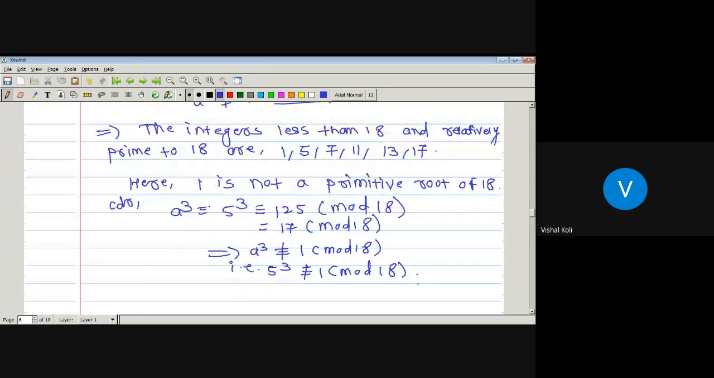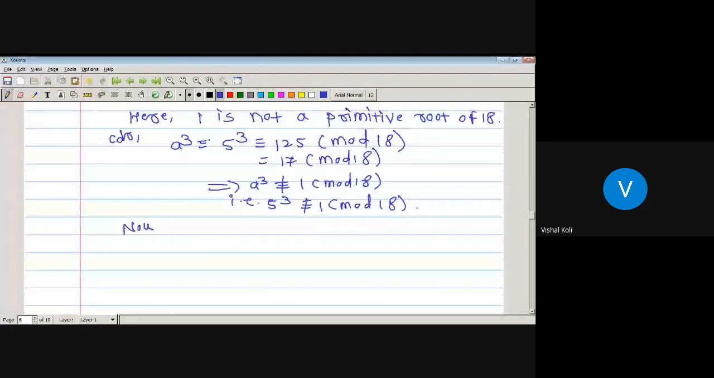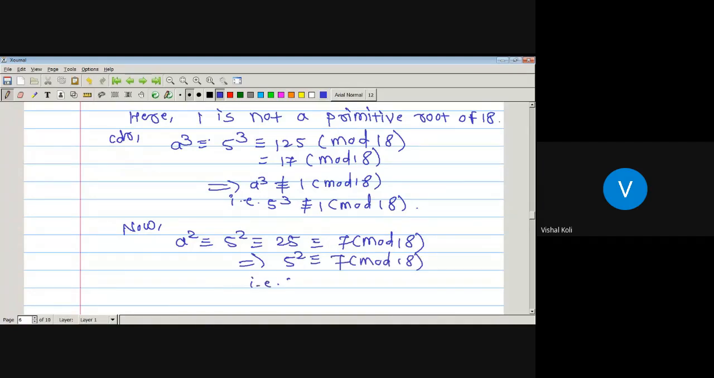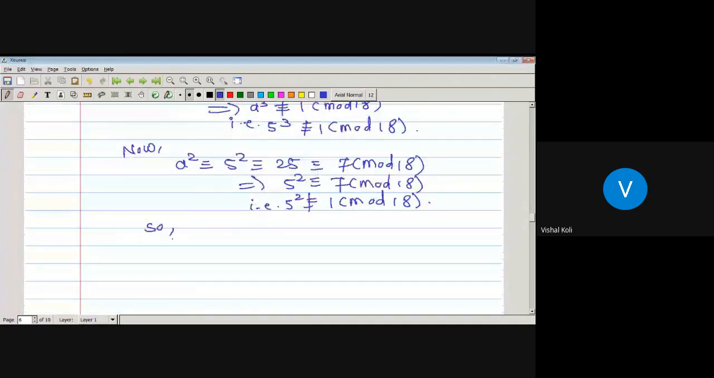Now, a square is congruent to 5 square. 5 square will be 25. What is the value of 25 modulo 18? It is 7 modulo 18, which implies 5 square is congruent to 7 modulo 18. That is, 5 square is not congruent to 1 modulo 18. So here, 5 square is not congruent to 1 modulo 18, and 5 cube is also not congruent to 1 modulo 18.